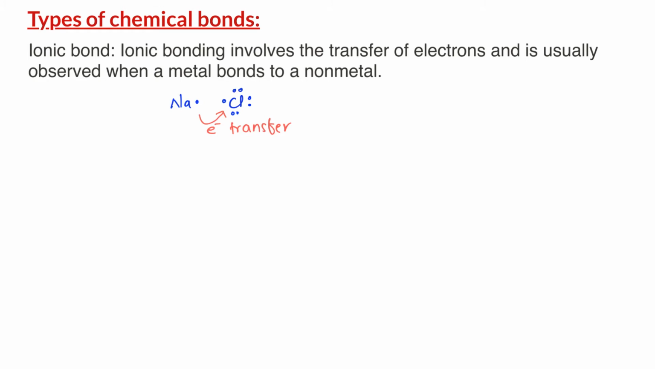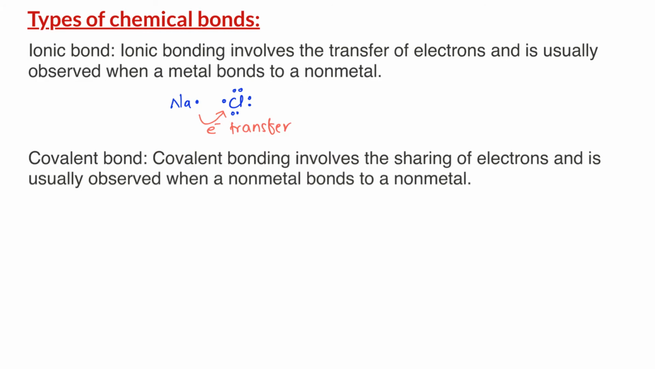Next, covalent bond. Covalent bond involves the sharing of electrons and is usually observed when a nonmetal bonds to a nonmetal. As we discussed earlier, an example could be a chlorine atom binding to another chlorine atom.